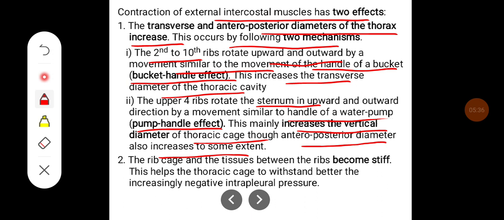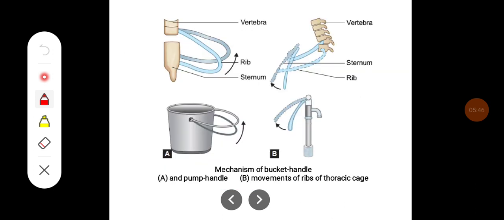The rib cage and the tissues between the ribs become stiff. This helps the thoracic cage to withstand better, increasingly negative intrapleural pressure. So this diagram showing both the pump handle movement and bucket handle movement. So this is pump handle movement, that is the moving of the sternum in anterior to posterior direction, and this is the bucket handle movements of the lower ribs in vertical direction.